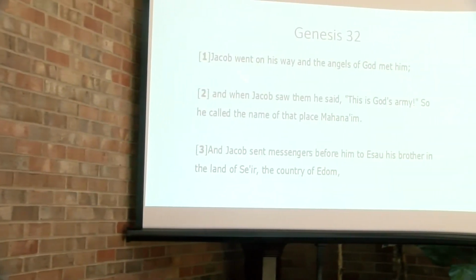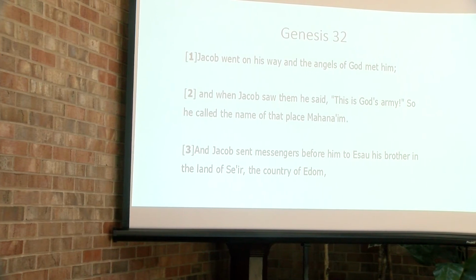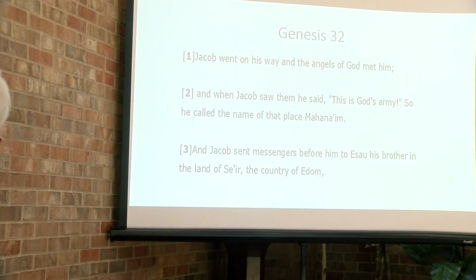Jacob went on his way, and the angels, this is chapter 32 now. This is a little bit of some new stuff. Jacob went on his way, and the angels of God met him. And when Jacob saw them, he said, "This is God's army." So he called the name of the place Mahanaim. And Jacob sent messengers before him to Esau, his brother, in the land of Seir, the country of Edom. Whoops. That's not Beersheba. That's Seir.